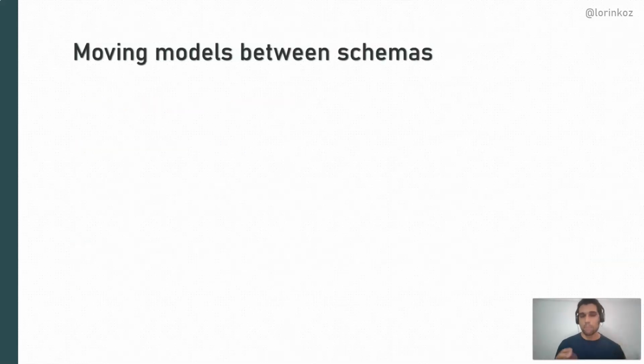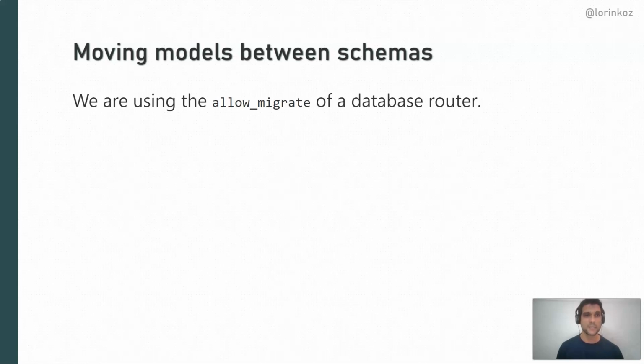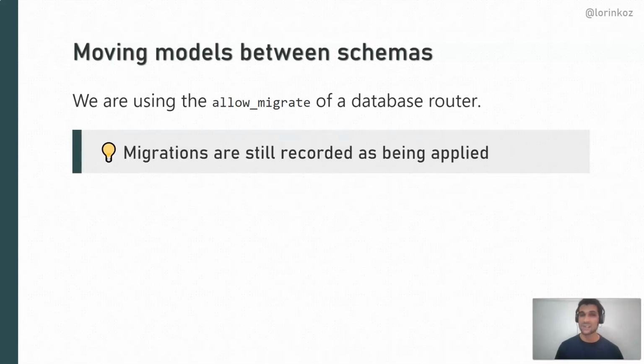When you are playing with schemas and applications in the early stages of your project, it's perfectly okay to make a mistake and misplace something. So what to do if this is the case? Well, let me tell you that since we are using the allow migrate hook of the database router, all your migrations are still being recorded as being applied on every single schema.